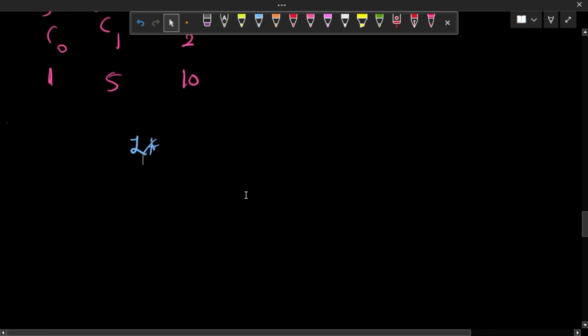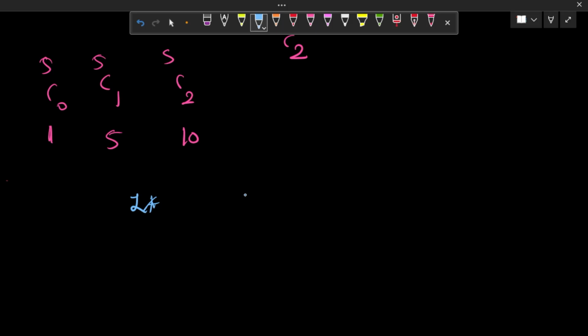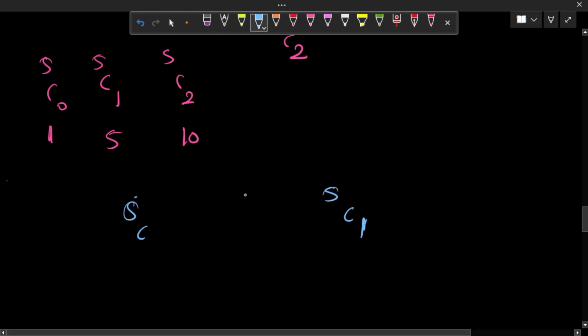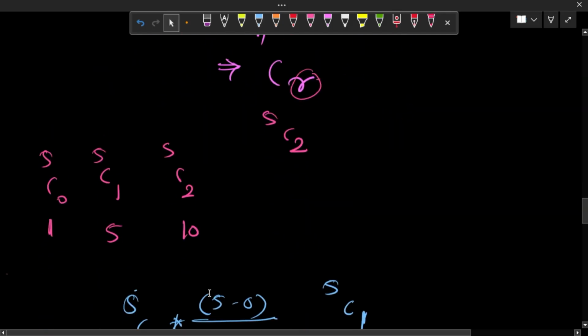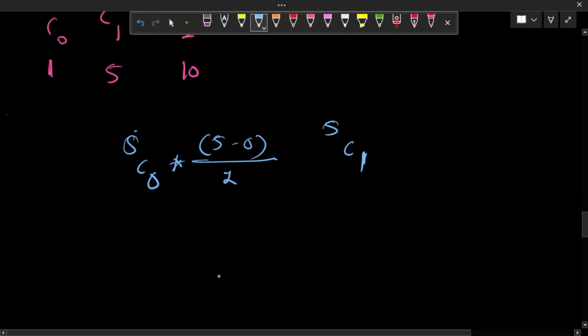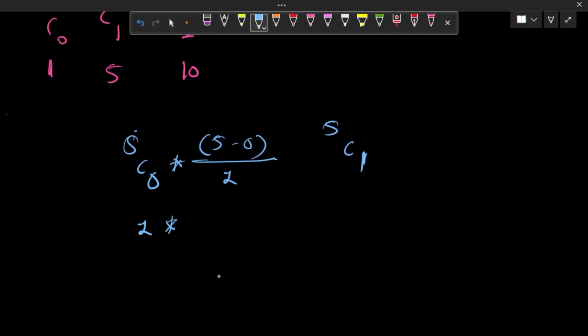Now, if I have to calculate 5C1, I take 5C0 multiplied by (5 minus 0) divided by 1. Why 1? Because it is r plus 1; we are taking r plus 1, so 0 plus 1 is 1. So 5C1 is 1 multiplied by 5, which is 5. That is completely satisfied.